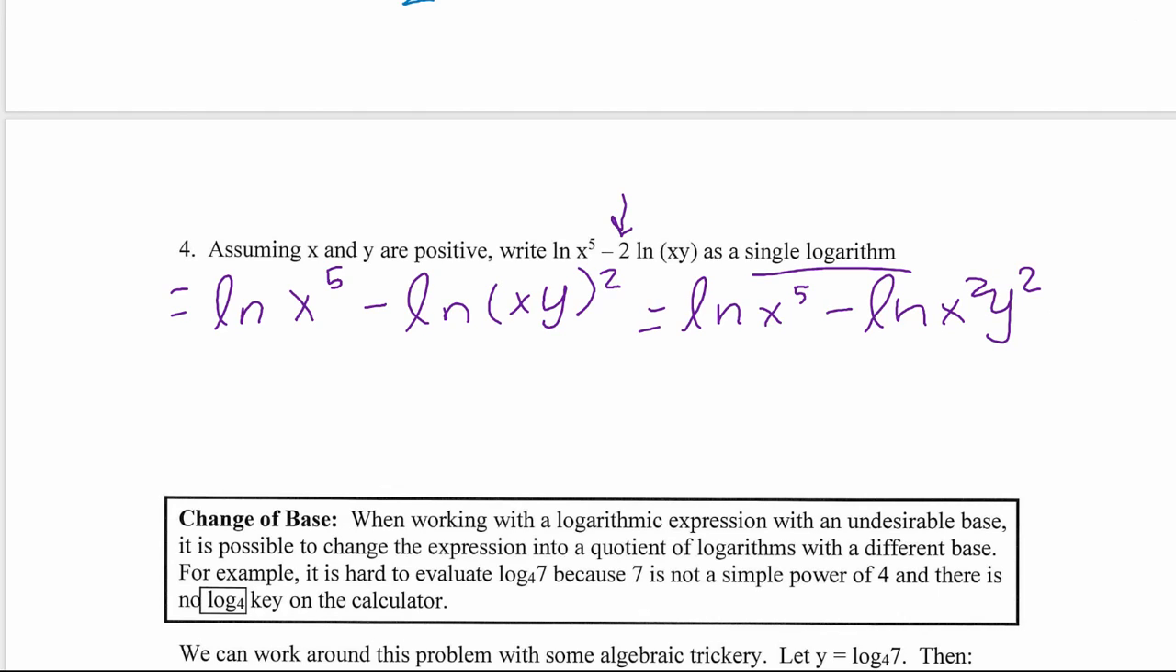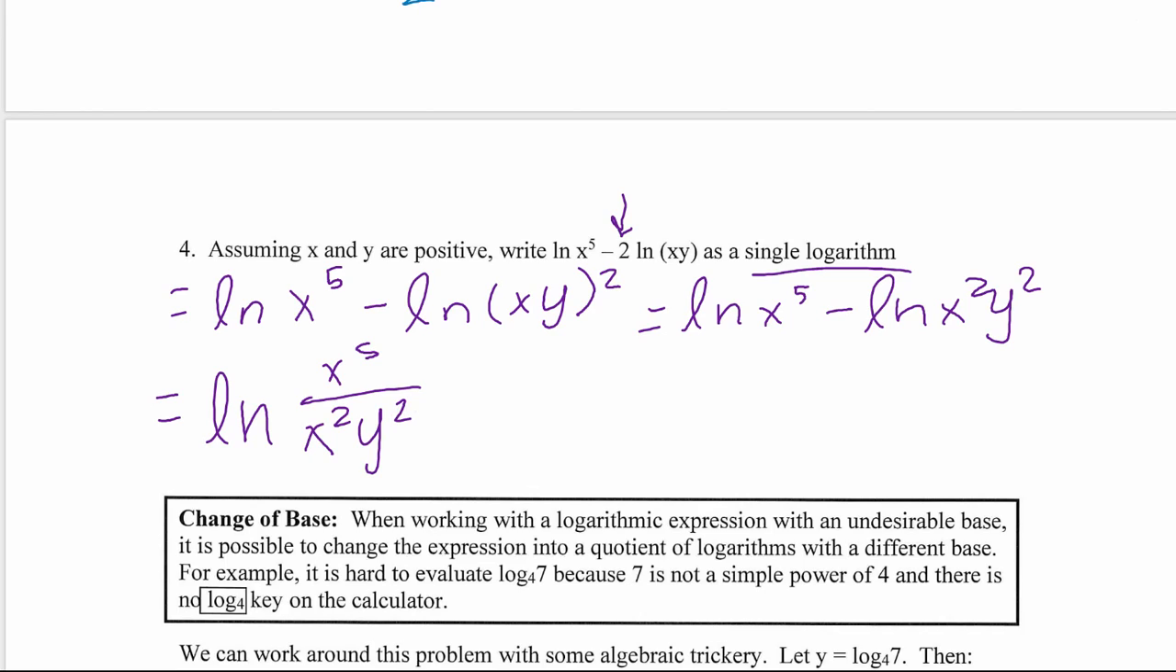Now, again, you're going to look for your power rule or your quotient rule. In this case, we have subtraction, so we're working backwards in our quotient rule. So what I'm going to do is rewrite this now in a single natural logarithm. So you're only writing it with one log, x to the 5th over x squared, y squared. Okay, so you're just taking those two separate logs that we had, combining them into one, and we're putting division between them.